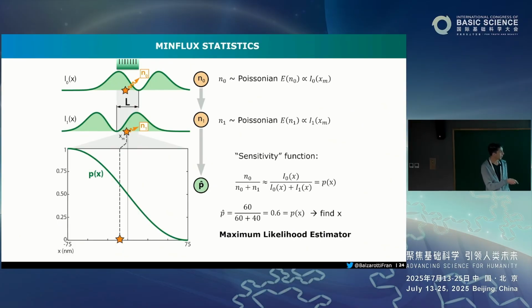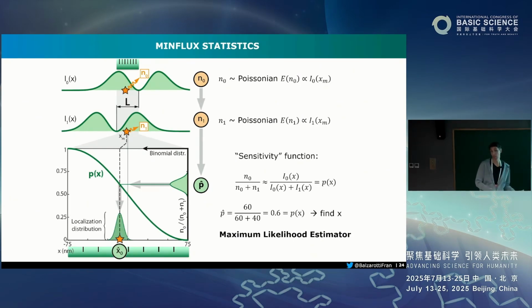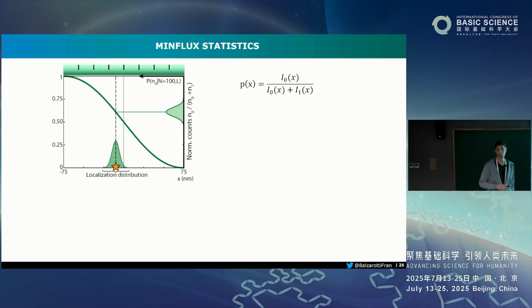Still, this thing here is going to be a random variable because it's made out of a ratio of these random variables. Upon certain conditional probability, it's going to be a binomial distribution. And this binomial distribution is going to be mapped to the real space through this P function. So this function is mapping photon statistics to spatial localization statistics. And this localization distribution is what we're interested in here.